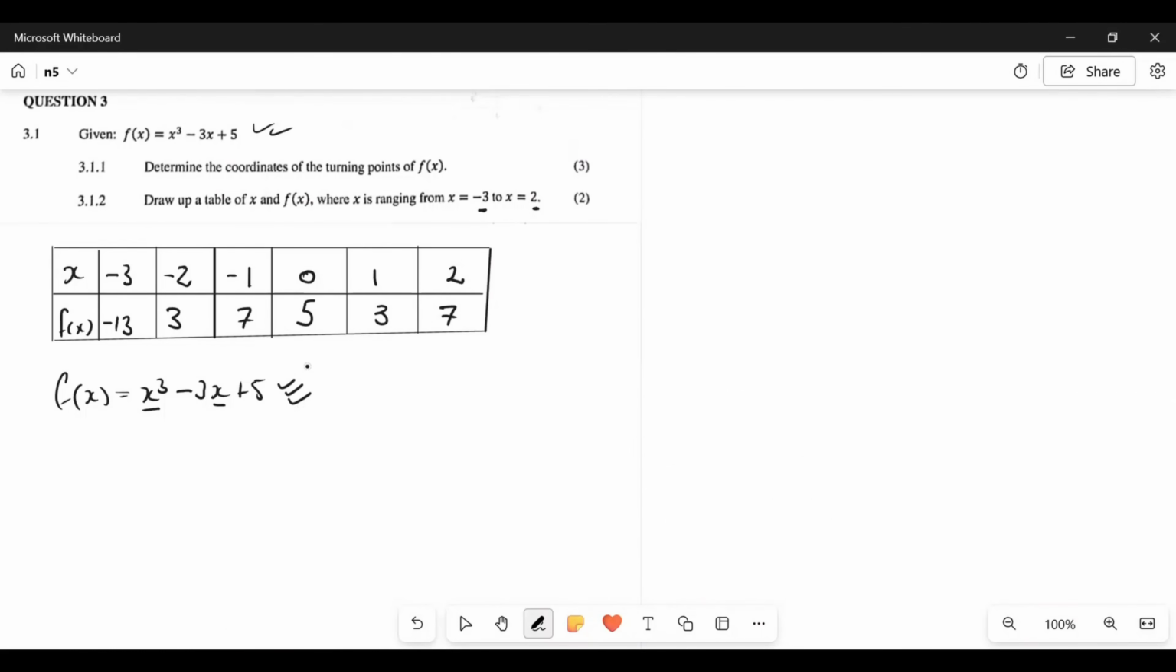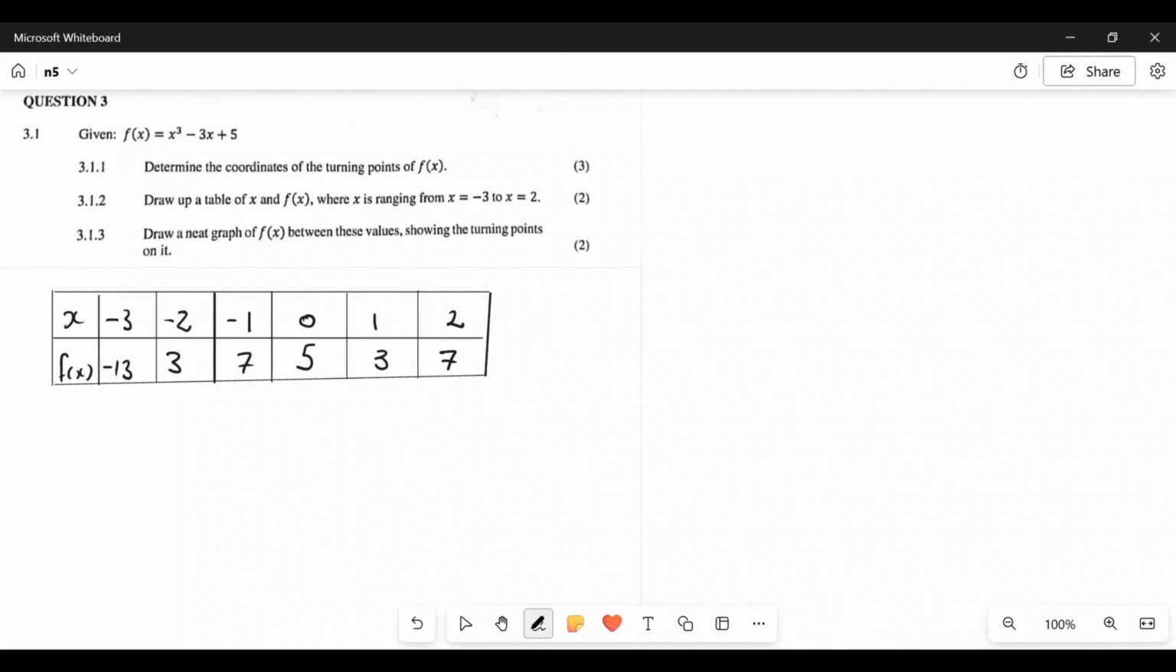Now let's go and do the next question, which is 3.1.3. All right, guys, here is our question, 3.1.3. Now let's look at this question. As you can see, here's our question there. Now they want us to draw a neat graph of f of x between these values, showing the turning point on it. So we're going to use this table that we just did to draw our graph.